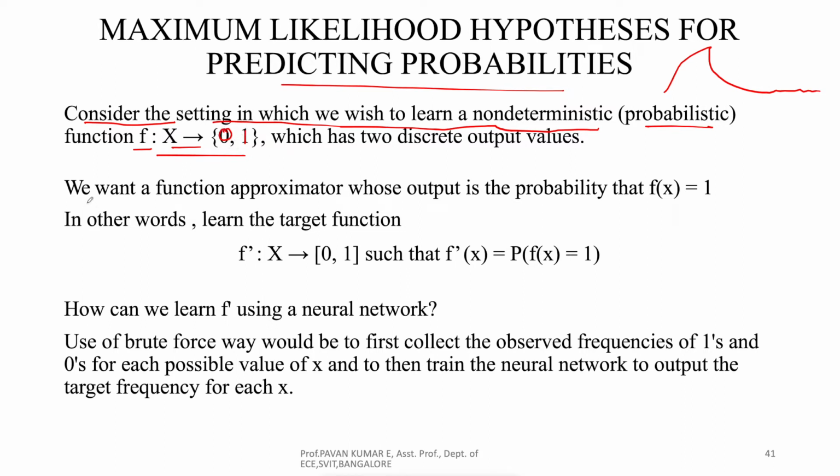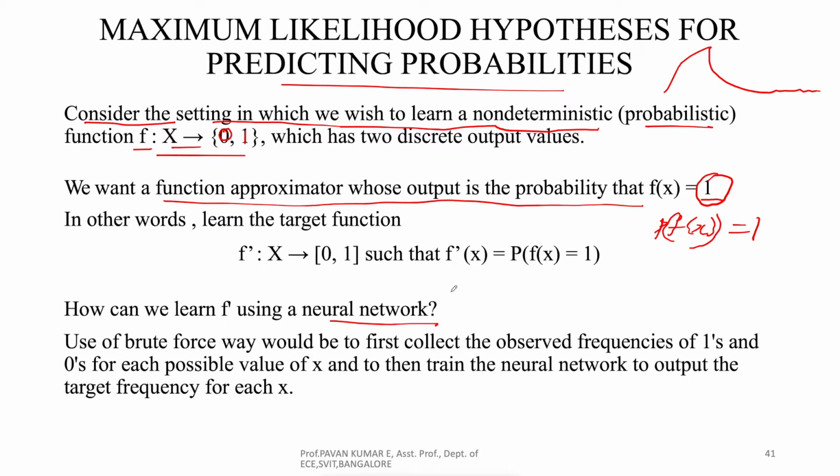But we want a function approximator whose output probability function should be 1. Whatever you do, the ultimate result should be 1, which leads to the probability function, that is P of f of x should lead to 1. This is my maximum likelihood hypothesis. So to achieve this, how can we learn f using a neural network?